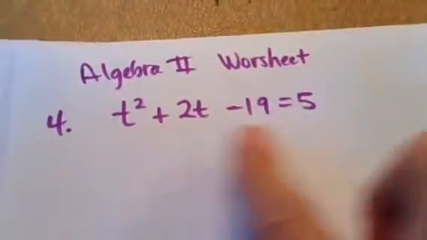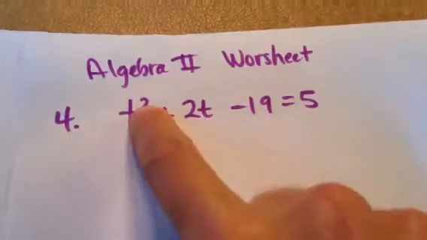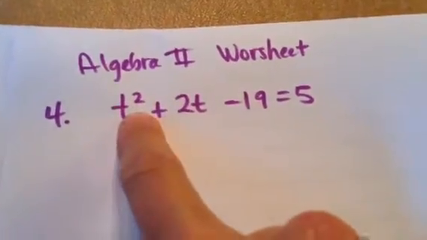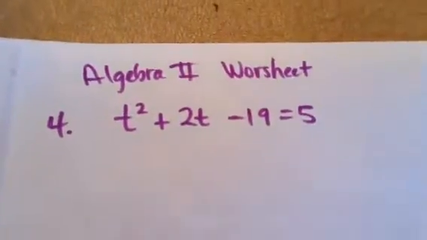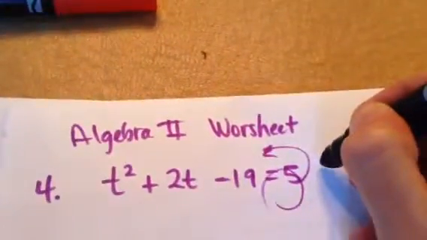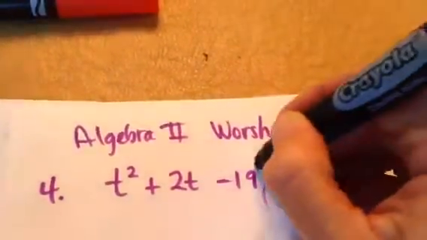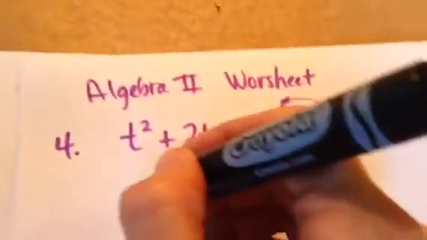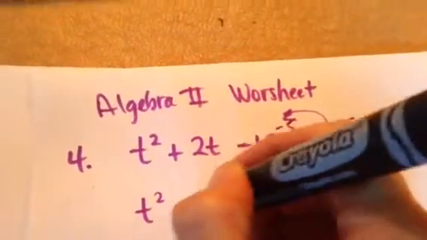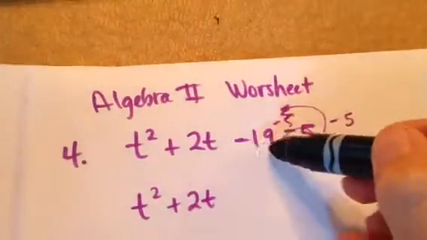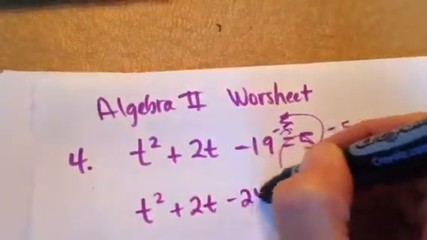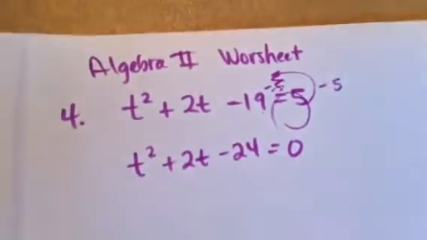Remember, if you're going to solve this equation, and notice it's squared right here, so this is called a quadratic equation, it has to equal 0. So what I'm going to do is move this 5 to the other side. I'm going to have to do that by subtracting 5 from both sides. So let's see here, I'm going to get t squared plus 2t. Negative 19 minus 5 is a negative 24, and that gives you 0.